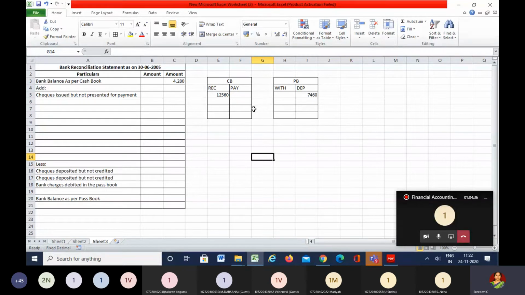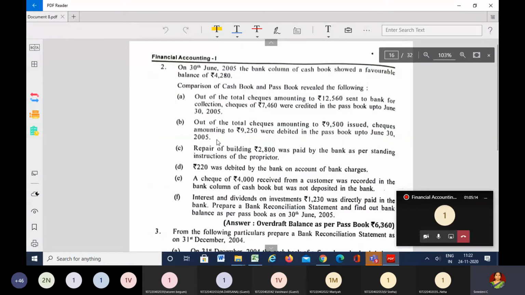Cash book. So the cash book is more and the passbook is less. But here you should see by how much the cash book is more. Here the difference is 5,100. That means the cash book is more by 5,100 whereas the passbook is less by 5,100. Because the passbook is less, we need to minus. Less: checks deposited but not credited, 5,100. Is it clear? Yes, ma'am.